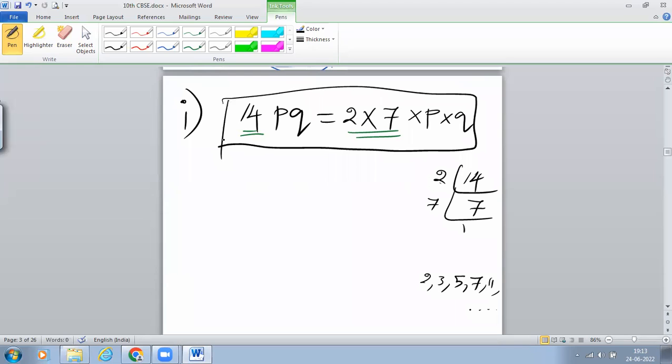Are you able to understand this step? So this is the first step you have to do. The first expression you have to take and factorize like this. Okay, all this you have to do in the rough column. Will you do it now? Are you able to understand this step?